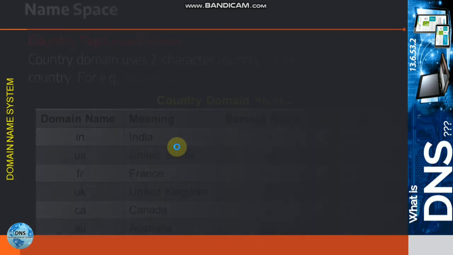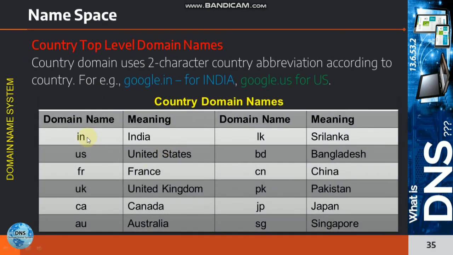And the next, country level domain name, is nothing but one that ends with IN, US, FR, UK, CA, like that. For example, google.in. IN is for India. Google.us is for the United States. So like that you have country level domain names as well.